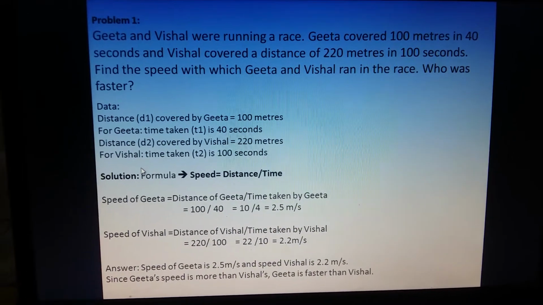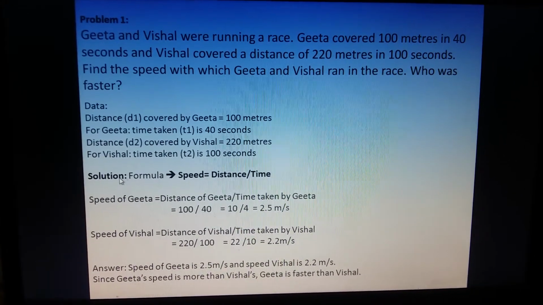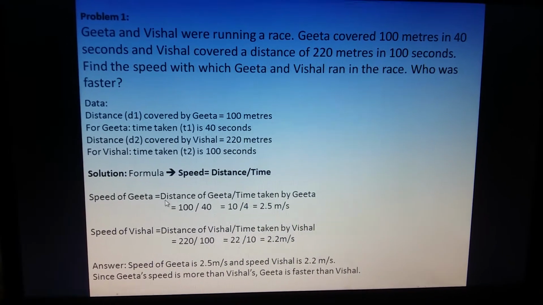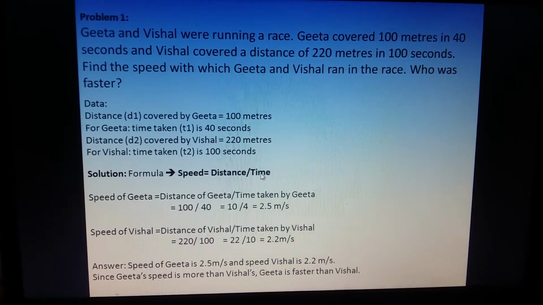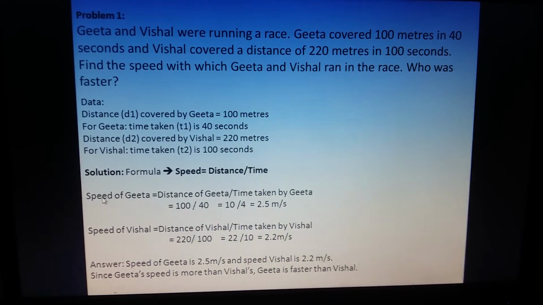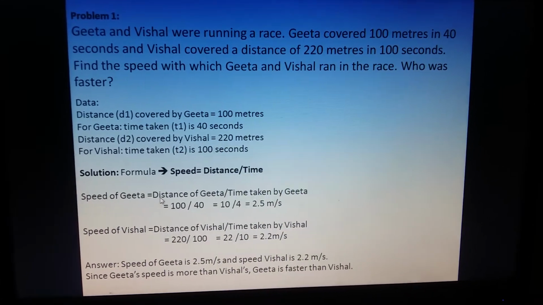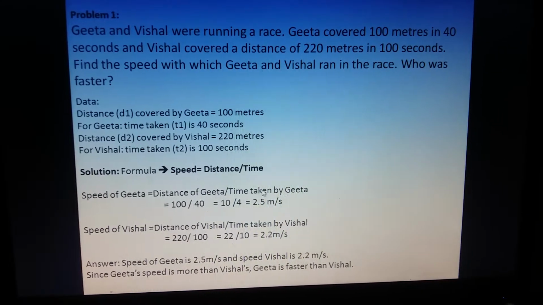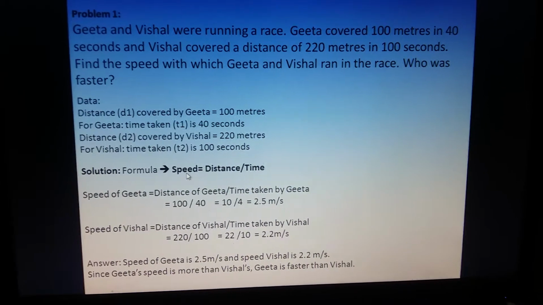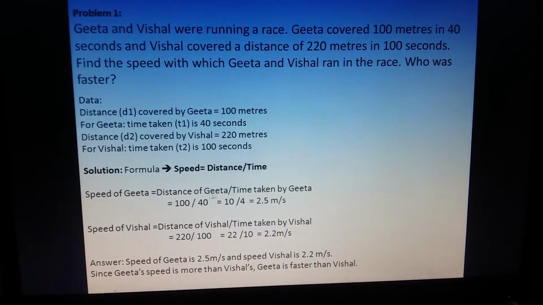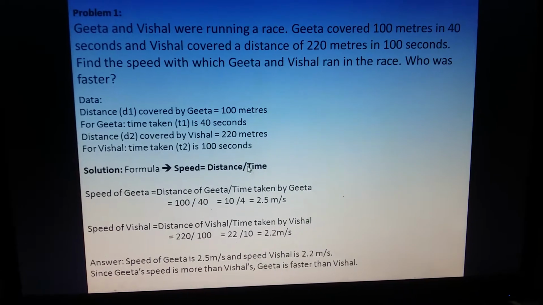So let us start. We know that the formula of speed is equal to distance upon time and we have to take out speed. So we will put these distance and time in the formula. Let us find out the speed of Geeta first. To find out the speed of Geeta, we have to put the distance covered by Geeta and then divide it by the time taken by Geeta. Why is it so? Because the formula is speed is equal to distance upon time. So we are putting distance of Geeta and the time taken by Geeta.